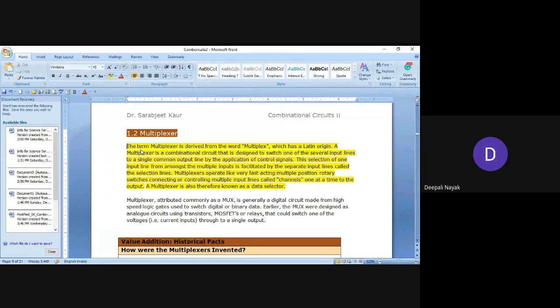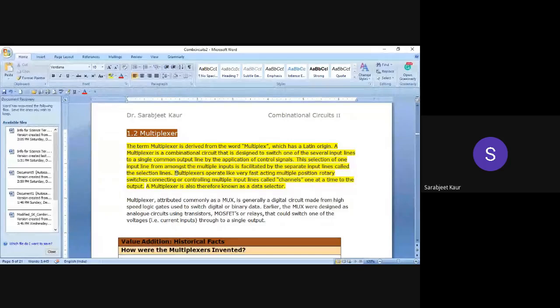Multiplexers operate like very fast acting multiple position rotary switches connecting or controlling multiple input lines called the channels. Means every input line is called a channel. And what does the multiplexer behave as? It behaves as a rotary switch.